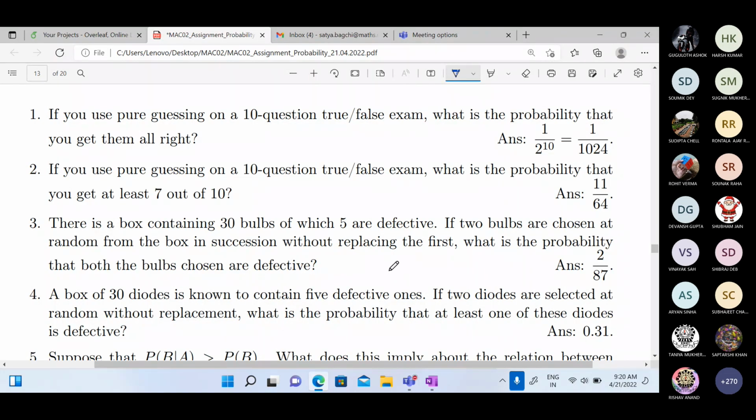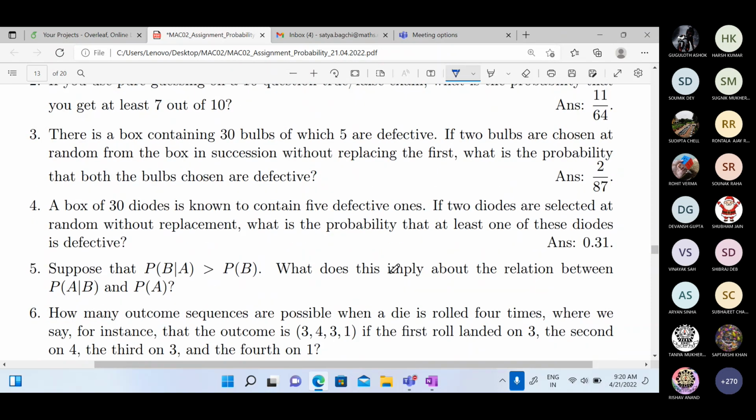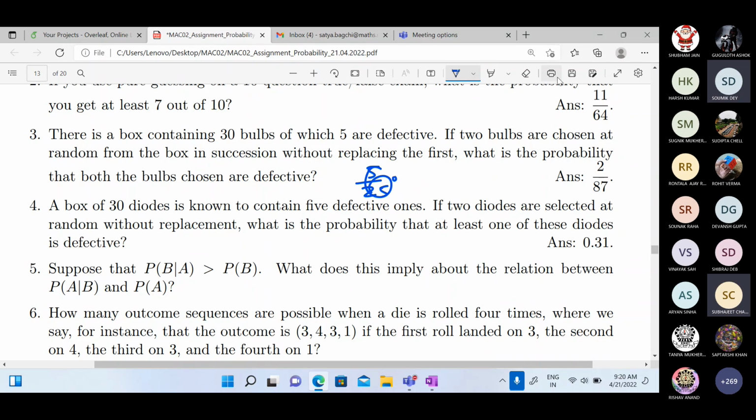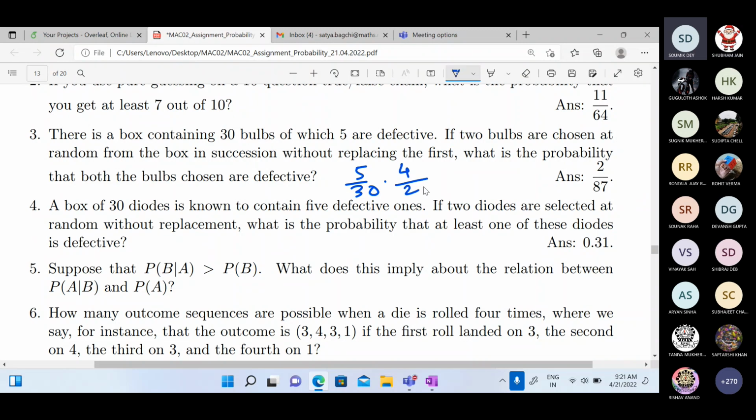So now let us take number 4. You read it and try to solve. Sir, it is same as the third one, right? Like what Harsh said, 2 into 5 by 30 into 25 by 29, that will be 25C1 into 5C1 by 30C2. Yes, sir.